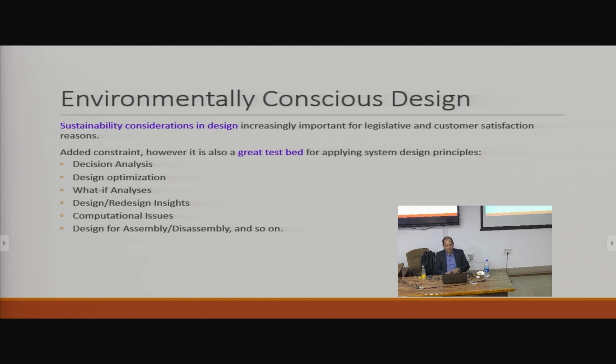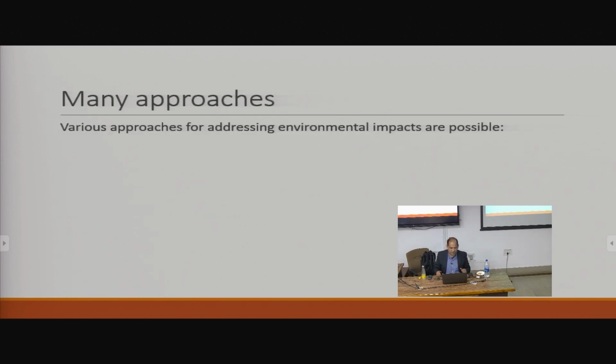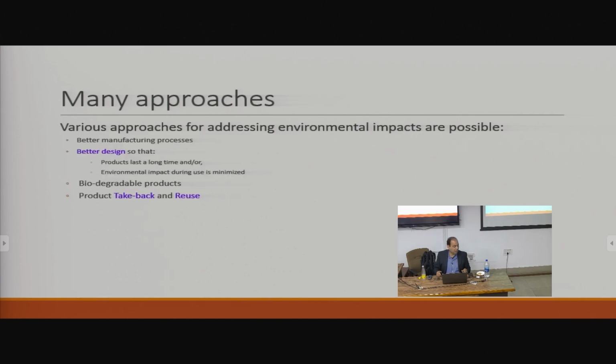Okay, so I found this to be a very, very interesting test bed. So how do we do environmentally conscious design? Many ways you can do it, right? You can have better manufacturing processes. That makes sense. I can look at the energy consumption in manufacturing. Some manufacturing processes are very energy intensive. So we can think of better ways to manufacture products. We can do better design, right? I can design something that lasts a long time. Well then, if it lasts a long time, the customers won't send it to the landfill. It'll be reliable. It wouldn't need a lot of repairs.